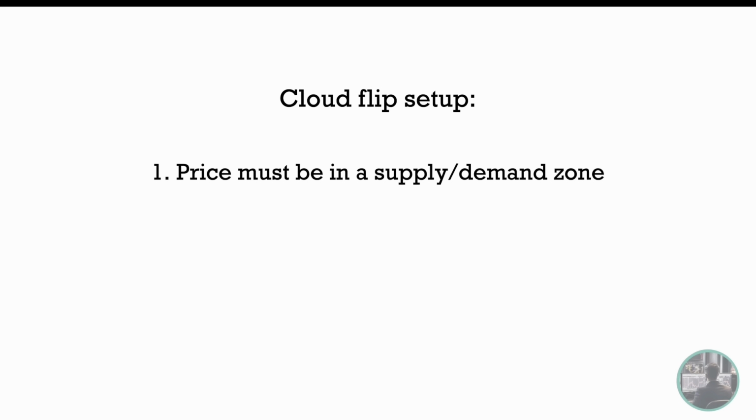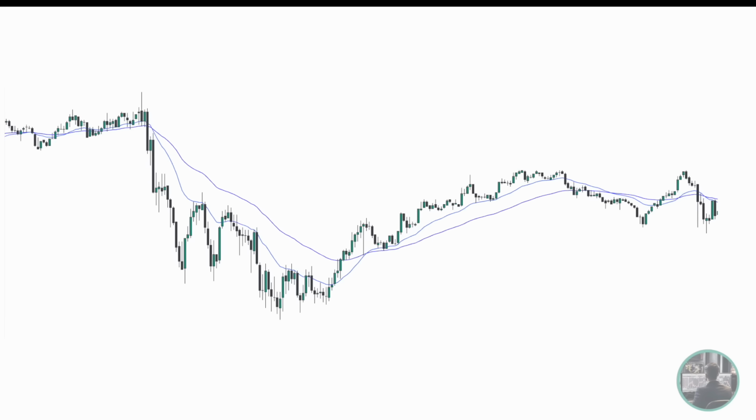Number 1 is that for the cloud flip to be a valid one, the price must be in a supply and demand zone. The cloud as an indicator is rather simple. It's just the 20 exponential moving average and the 50 exponential moving average with the area shaded in between. And visually, that gives us a very clear view of the trend and who's in control of it in just a few seconds. The EMAs are responsive to the price.